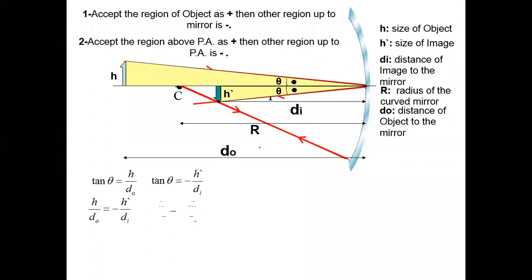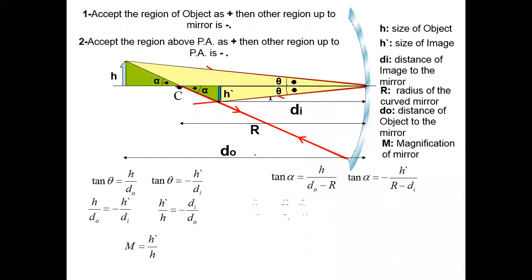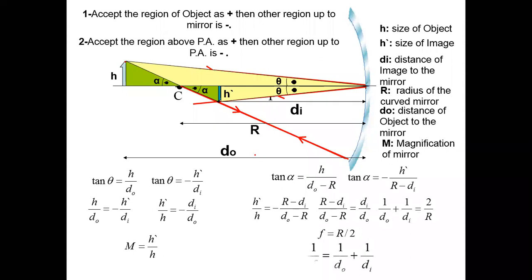Let me go to the formula that you need to know. To find the position of the image, we are going to use this formula: 1 over f equals 1 over the distance of the object to the mirror plus 1 over the distance of the image to the mirror. If you don't know how far the focal point is from the mirror, you use this formula to find it. We call this the mirror equation.